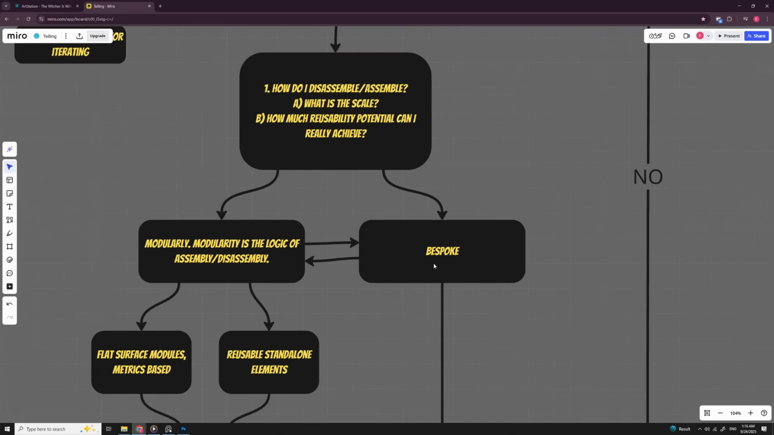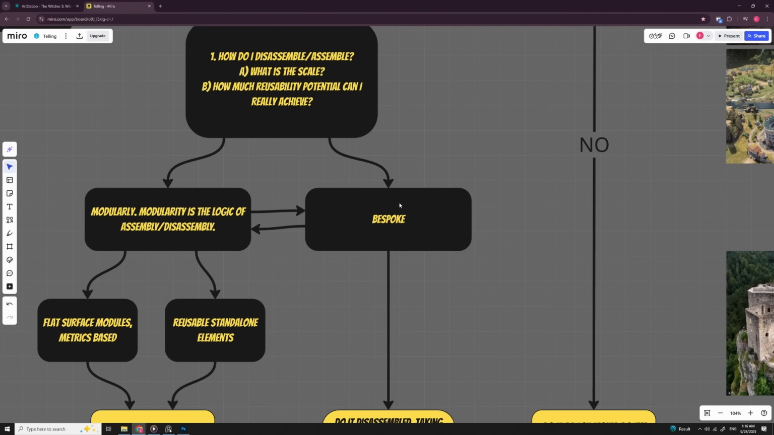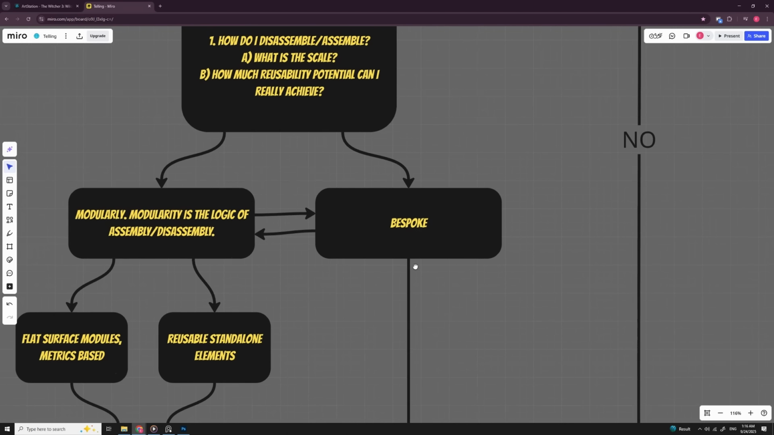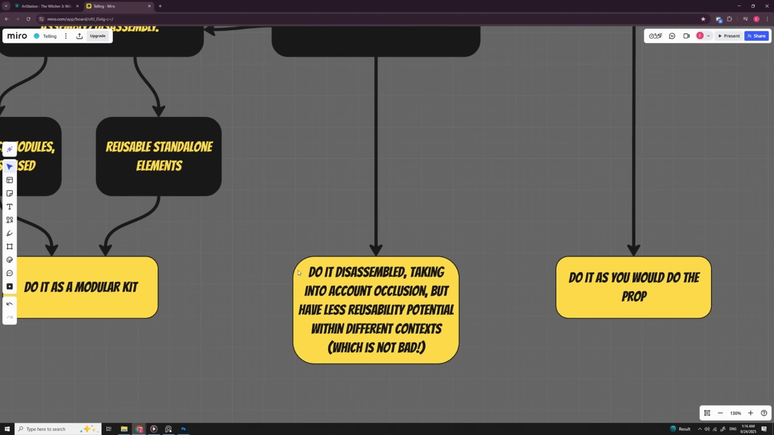Moreover, this classification is quite arbitrary because the very concept of modularity is scalable, as we discussed earlier when talking about disassembly in Photoshop. And what do we end up with? Do it disassembled, taking into account occlusion, but have less reuse potential within different contexts, which is not always bad and sometimes even good.